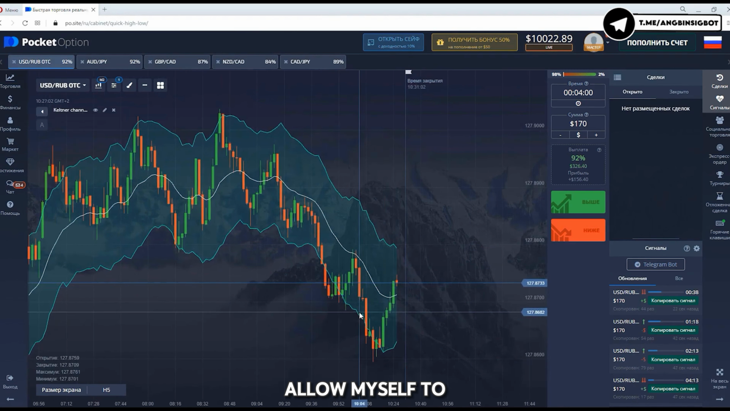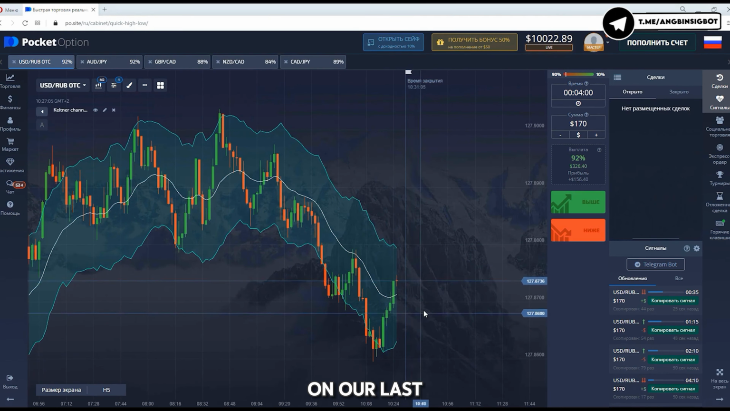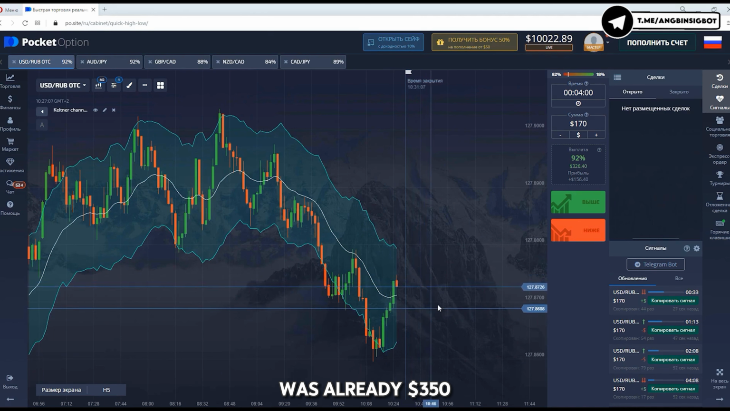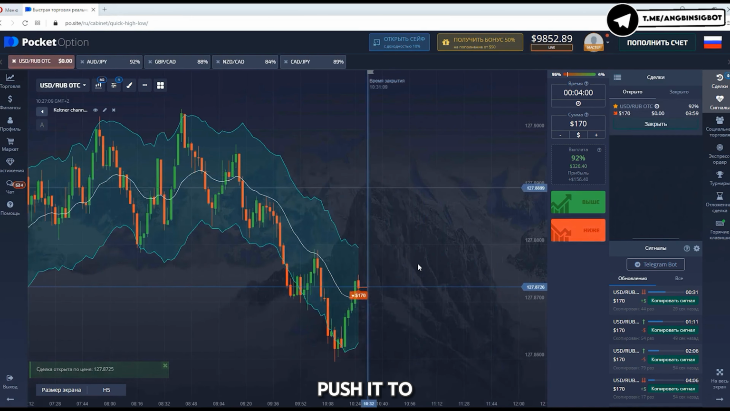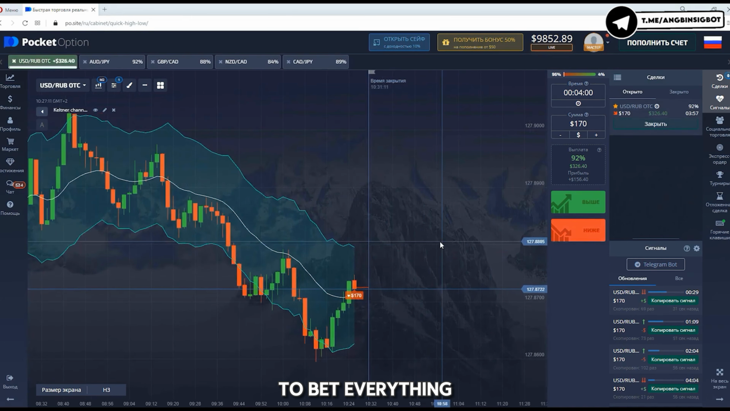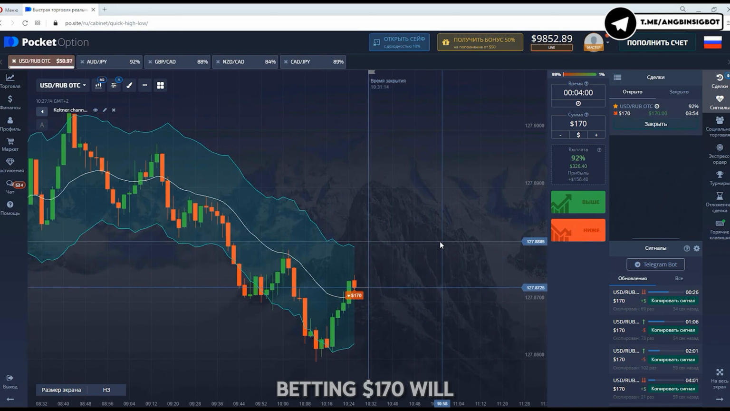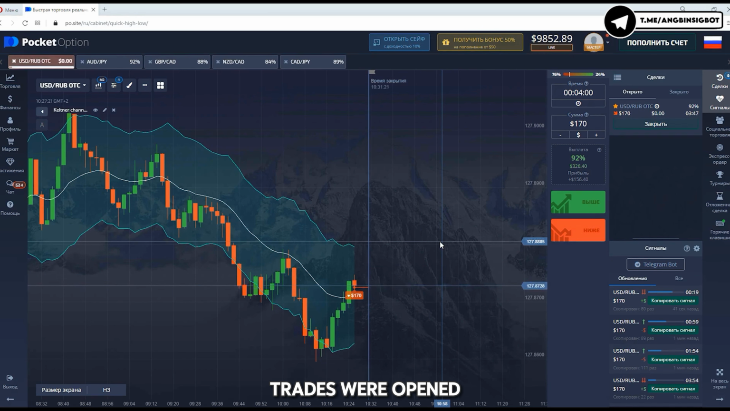And I will allow myself to open another trade. On our last signal, the profit was already $350, so why not push it to $500? It's not necessary to bet everything on the whole profit. Betting $170 will be basically enough. Finally, a downward movement, because it seems to me that all the trend trades were opened upwards. High yield, good entry point. Alright guys, let's wait for the results.